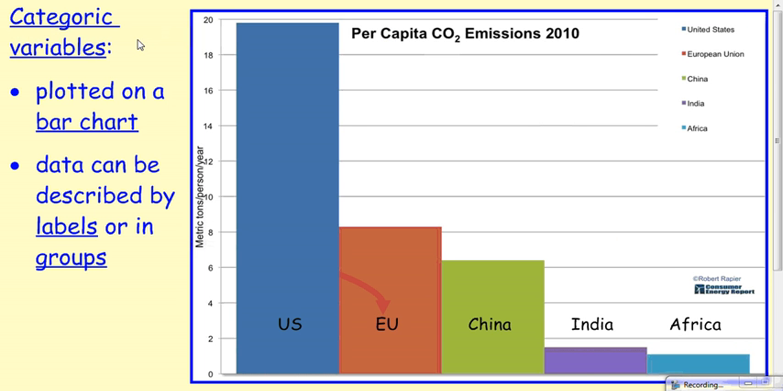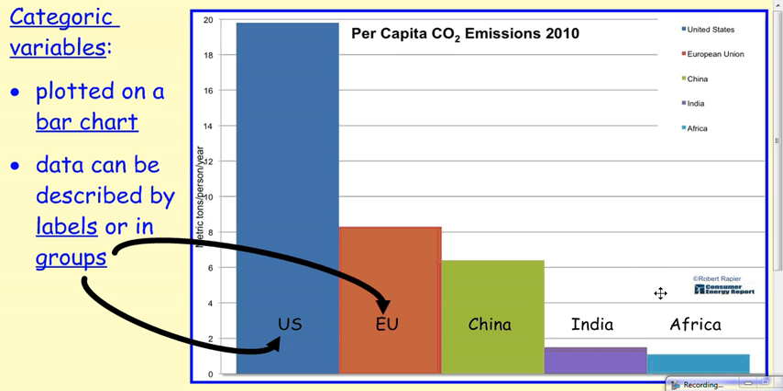Categoric variables. You'll notice that categoric variables are usually plotted on a bar chart, and the data can be described in labels or in groups. So for instance, this particular label here is a different type of country or group of countries. The US, the EU, China, India, and Africa.